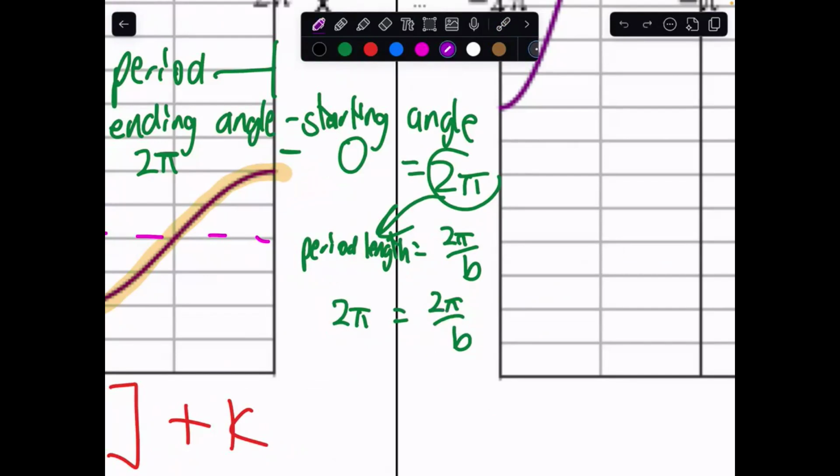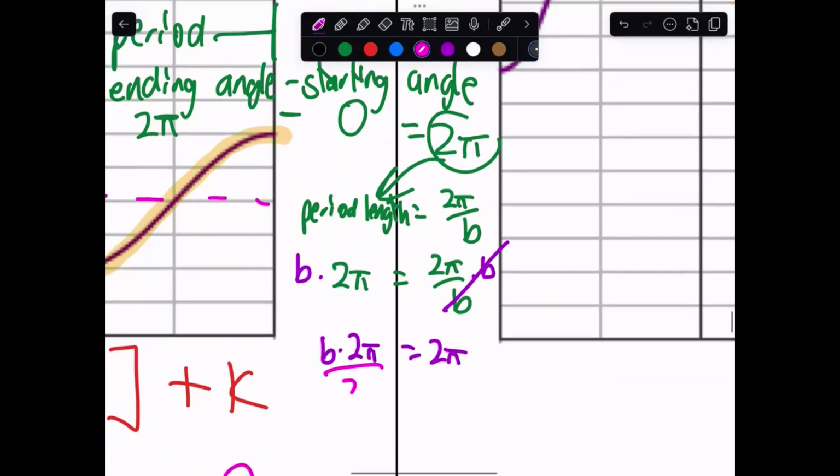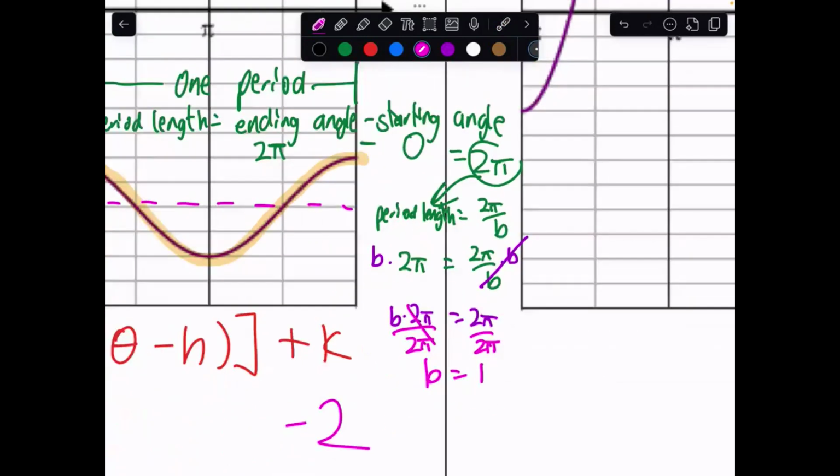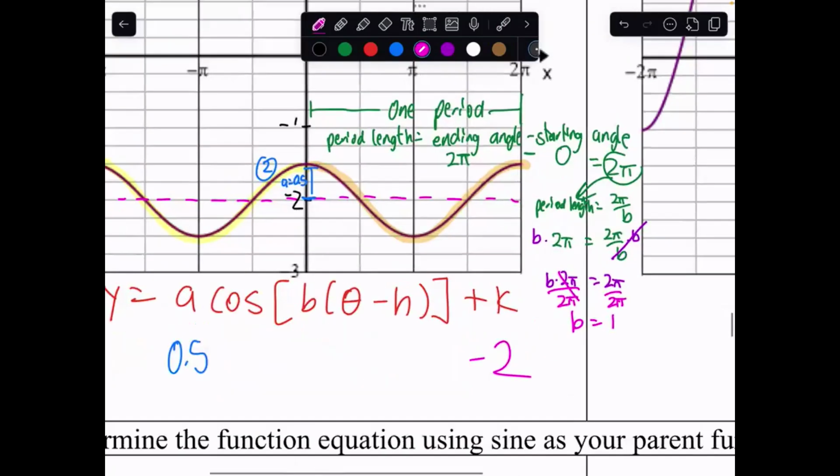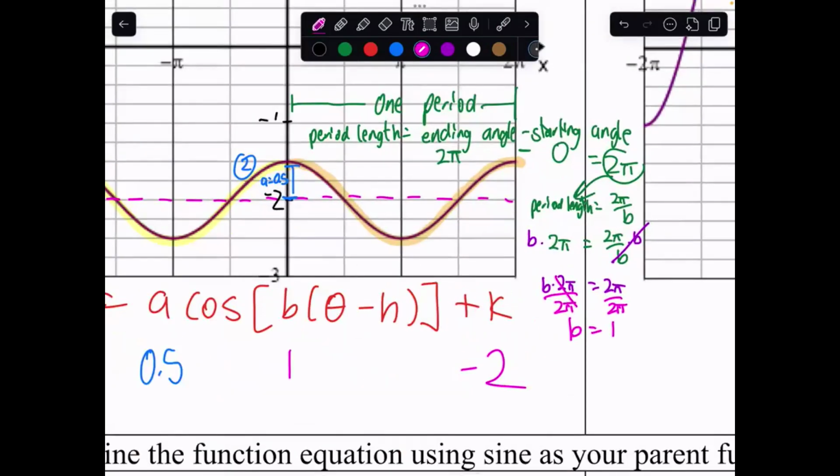To get rid of a denominator, multiply both sides by it. And then divide both sides by 2 pi. So B equals 2 pi divided by 2 pi, which is 1. So B ends up being 1 for this problem. I'll write it temporarily, but it's going to go away, right? Because 1 times anything stays the same.